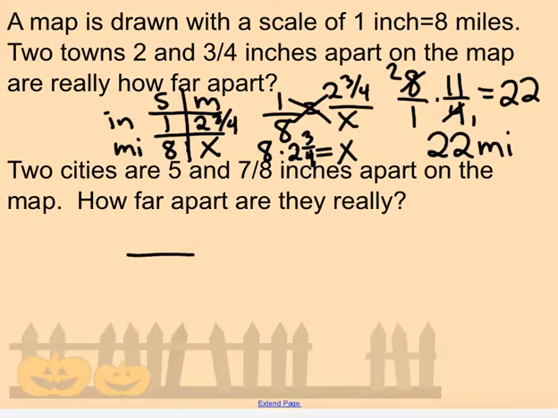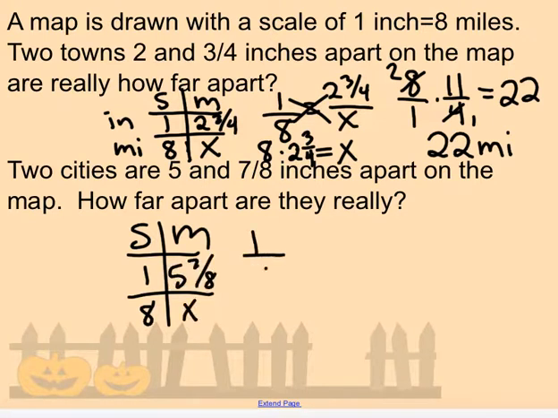Similarly, same scale, but now two cities are 5 7/8 inches apart. Same scale, 1 to 8, but now we have 5 7/8. We set up a proportion: 1 over 8 is equal to 5 7/8 over x.